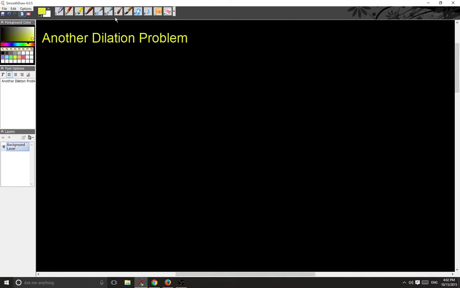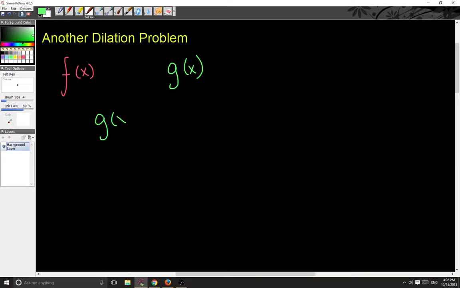Alright, so remember our red function was f of x, and our green function was g of x. So to get g of x to equal f of x, we'll prep this.